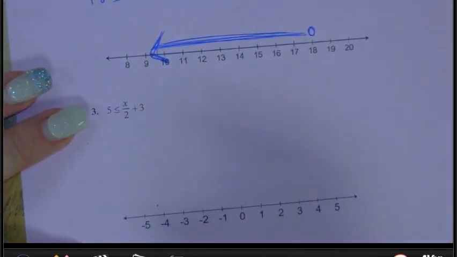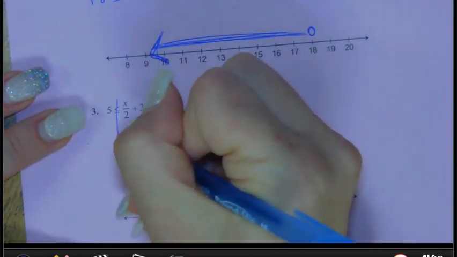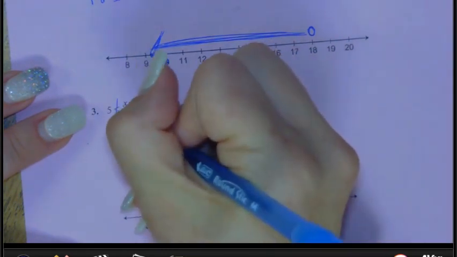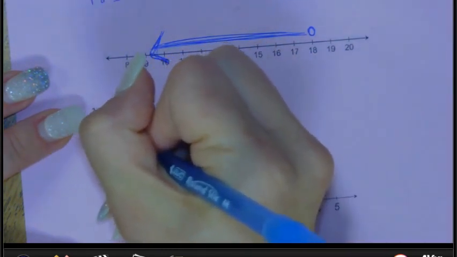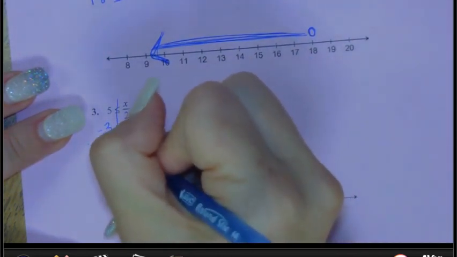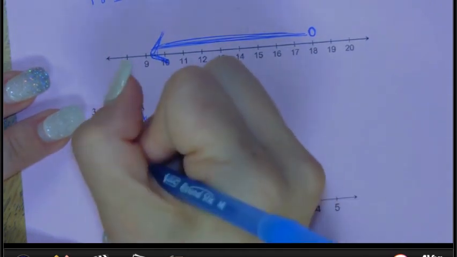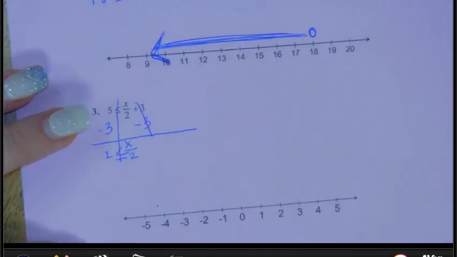All right, number 3. 5 is less than or equal to x over 2 plus 3. Well, the first thing I need to do is I'm going to subtract 3 on both sides. Positive 3 minus 3 goes to 0. I have x divided by 2 less than or equal to, well, 5 minus 3 is 2.